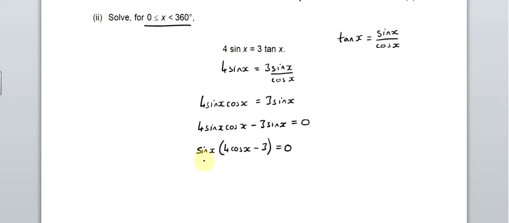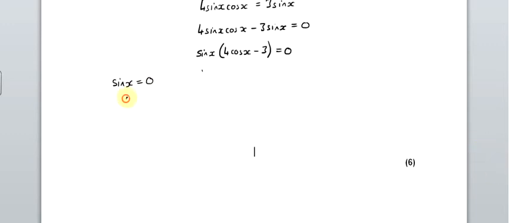Right, so let's go for, first of all, sine x could be 0, that's our first possibility. And we'll just consider sine x equaling 0. Well, that means that x is the inverse sine of 0, which gives us, if you type that into your calculator, you should get 0.